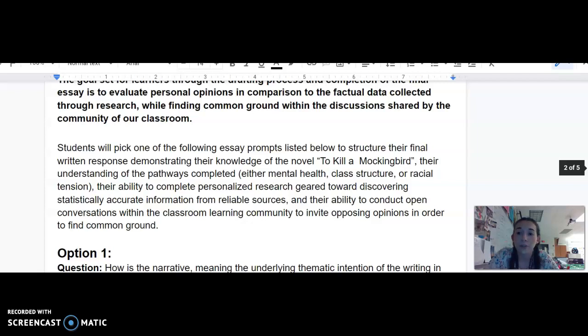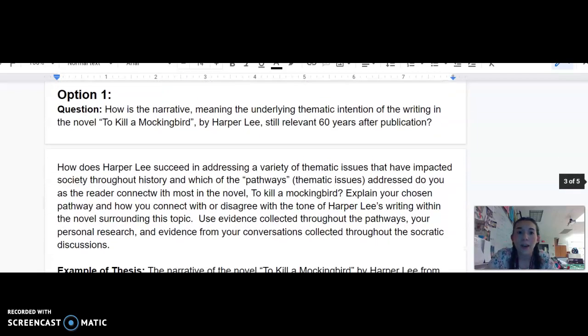So there are 3 different options for this essay. Each one is geared towards different styles of analyzing the novel. And so let's start off with option 1. The question is, how is the narrative, meaning the underlying thematic intention of the writing, in the novel To Kill a Mockingbird by Harper Lee still relevant 60 years after publication?